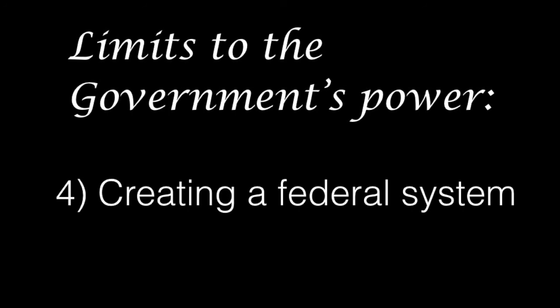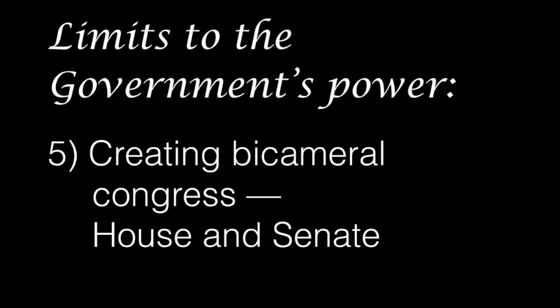Also, and finally, I'll say, another way that the Constitution creates more factions and limits the power of government is by creating a Congress that's divided into two separate bodies. So the United States Congress is divided into a House of Representatives and a Senate. That's called a bicameral Congress. We're going to talk more about that in a future class.